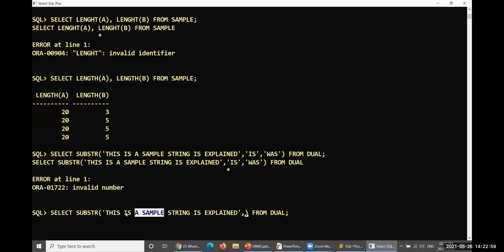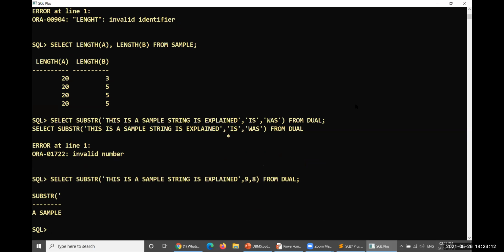Then 4 plus 5, 6, 7, 8, 9. Ninth position to 1, 2, 3, 4, 5, 6, 7, 8. 8 characters. Right away from ninth position, 8 characters. Let me say A sample. If you want to display the contents of one particular string from one position to how many number of characters, this is what substring is about.